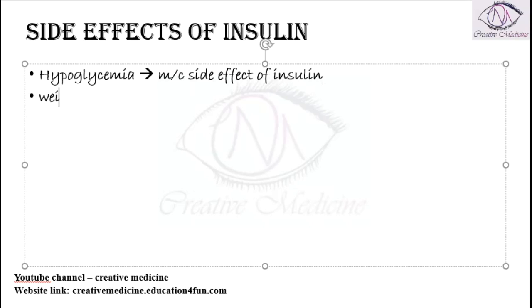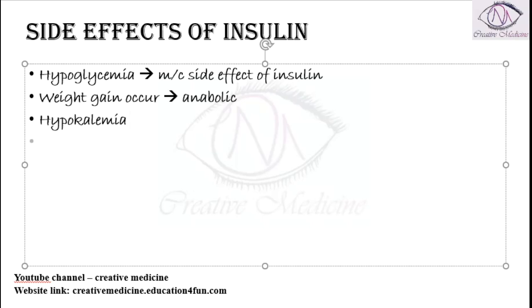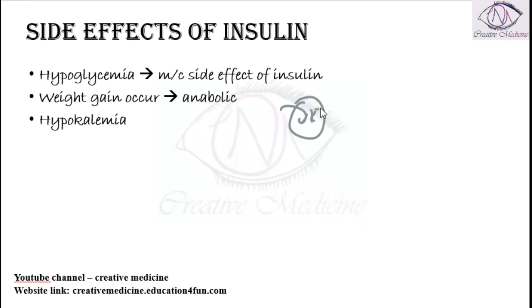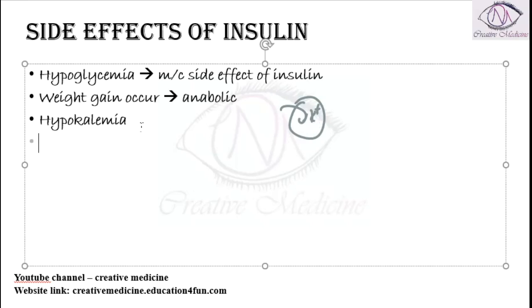Then we have weight gain. This weight gain occurs because of the anabolic role of insulin. Hypokalemia is also common with insulin because insulin increases the uptake of potassium into the cells. Because potassium moves from the blood into the cells, the blood potassium concentration decreases, resulting in hypokalemia.